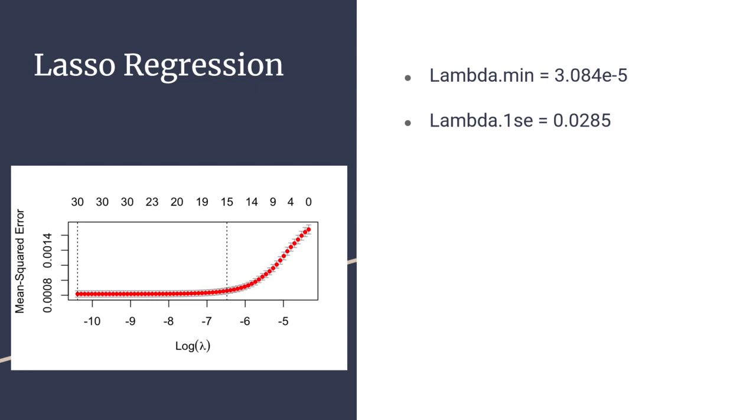1SE. Lambda min is identified as the optimal level of regularization that minimizes the cross-validation error. On the other hand, lambda 1SE, which is estimated to be around 0.0285, is chosen for its balance between simplicity and robustness, even if it means sacrificing some degree of predictive accuracy.